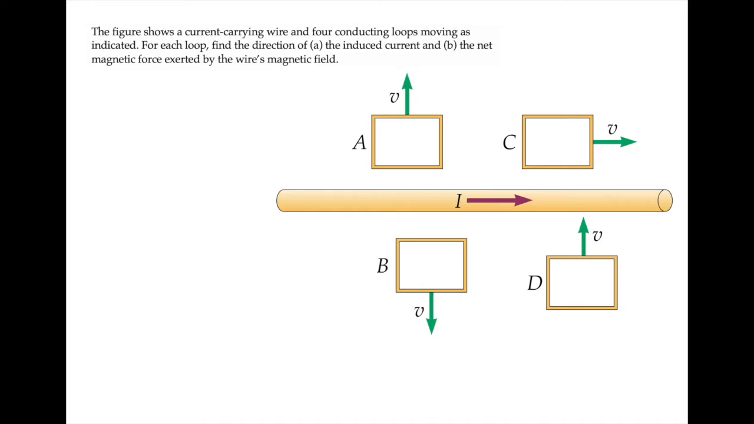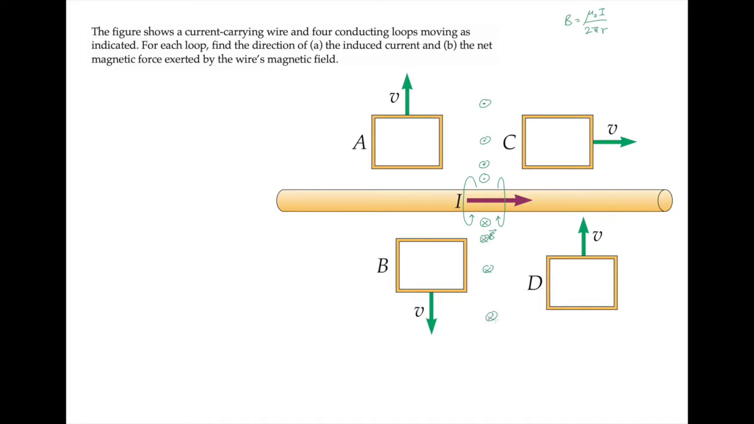The right-hand rule tells us the magnetic field produced by this current will circulate in this direction, so that above the wire it's directed out of the screen and below the wire is directed into the screen. We also know the magnitude of this magnetic field from Ampere's law is mu naught I over 2 pi r, so that as we move away from the wire, the magnetic field strength decreases.